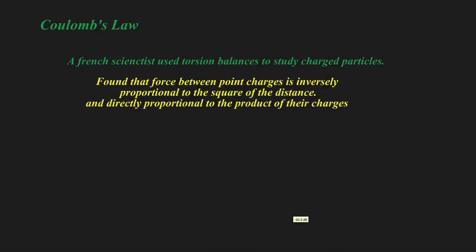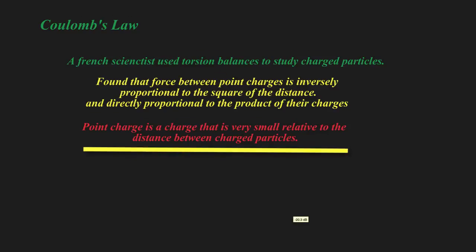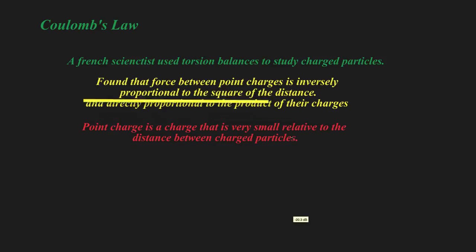What is a point charge, you may ask? Well, a point charge is something that's very small relative to the distance that's in between the other charged particles. We will look at currents later, where it's groups of charges, but for right now we're looking at single protons and electrons. So what is the formula when we're dealing with Coulomb's law?